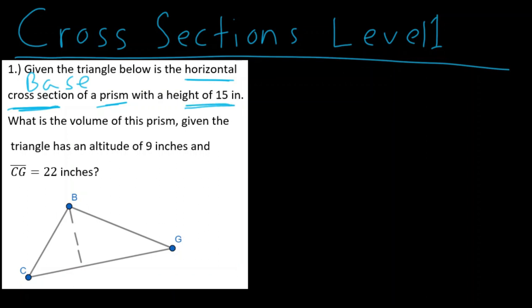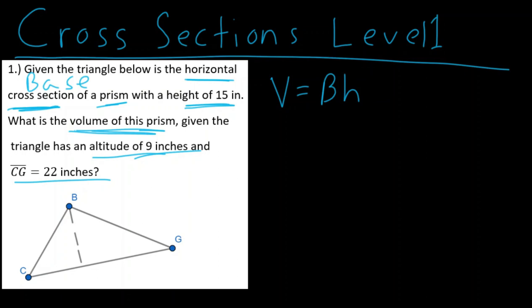With a height of 15 inches, what is the volume of this prism given the triangle has an altitude of 9 inches and GC is equal to 22 inches? Okay, let's just tackle these in the order that we see them. 1 says what is the volume, and it's a prism, so we can write this: volume is equal to area of the base times the height.